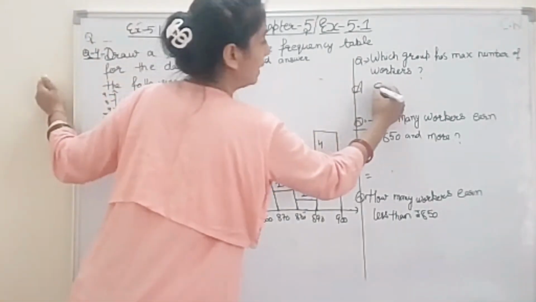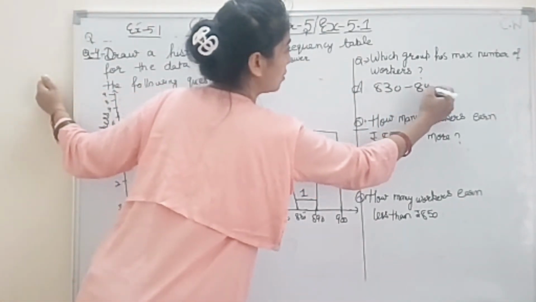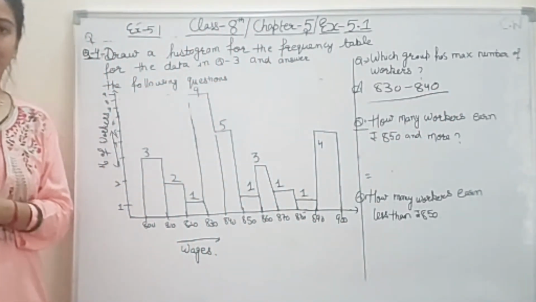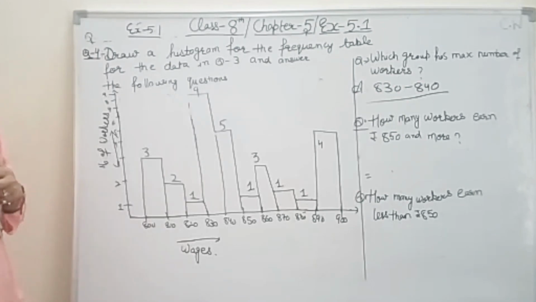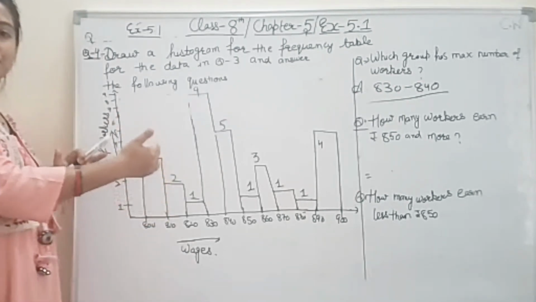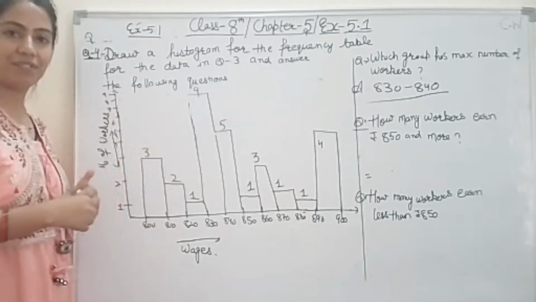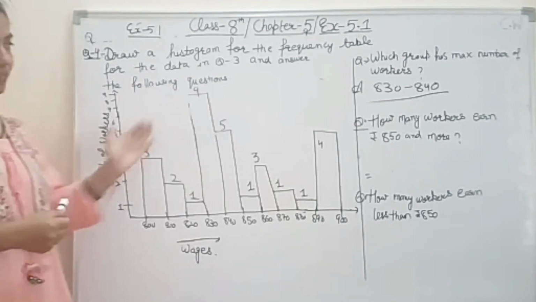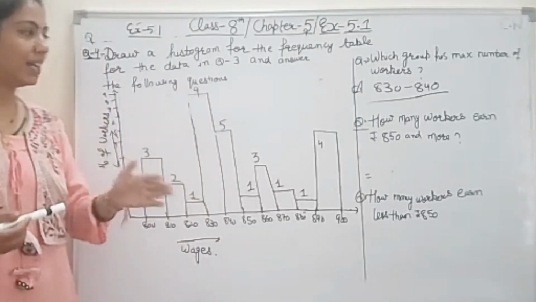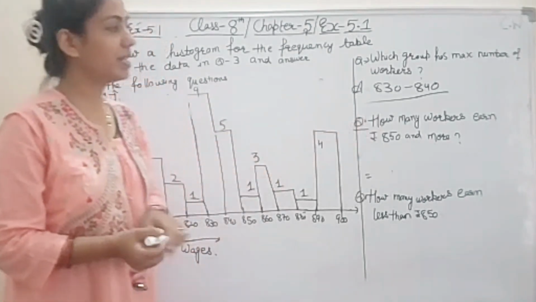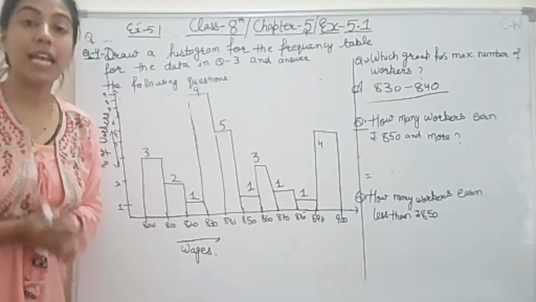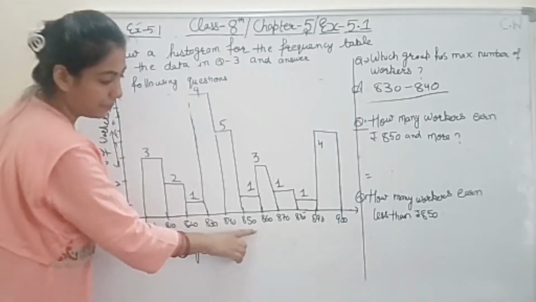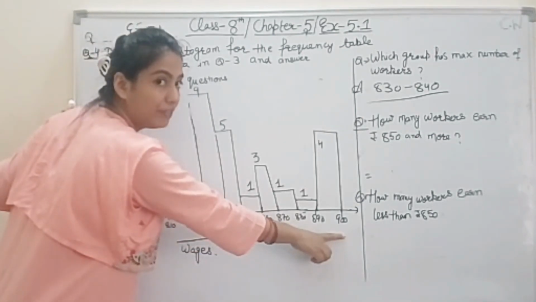It means 830 to 840 की group के बीच का जो class interval है, उसमें maximum number of workers we are having. It is very simple to give the answer on the basis of histogram, bar graph, or pictograph. है ना? You just need to see the given data and give the answer directly. That's it. Now coming to question number 2, how many workers earn rupees 850 and more? कितने workers हैं students? 850 and more. How many workers are there?